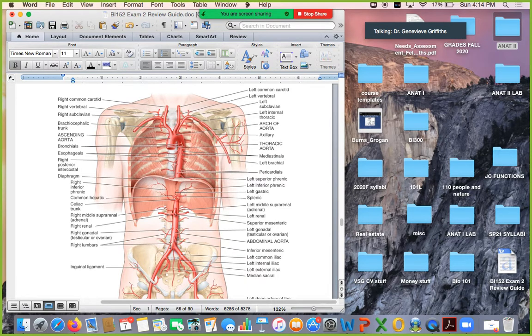After that, and the lumbars, sorry. After that, we're going to feed off. Did I miss the renals? No, I did. So the left renal and the right renal. A lot of these are going to have both left and right as well. So we've reached the iliacs. The iliacs are going to split.